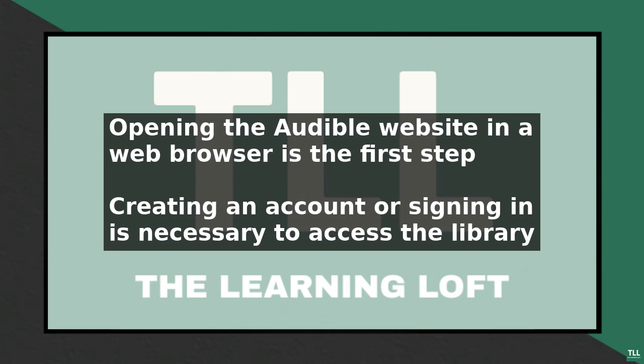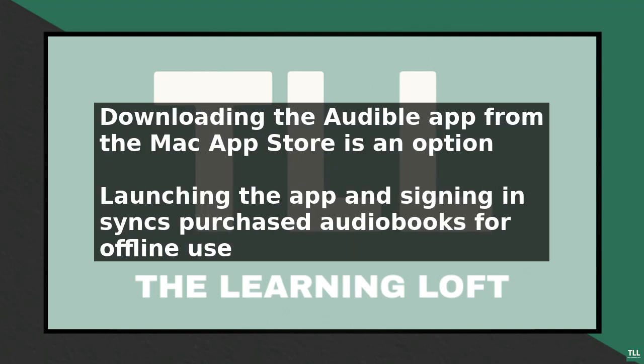If you prefer to use the Audible app, download and install it from the Mac App Store. Once installed, launch the app and sign in with your Audible account credentials. Your purchased audiobooks will be synced to the app, allowing you to download and listen to them offline.